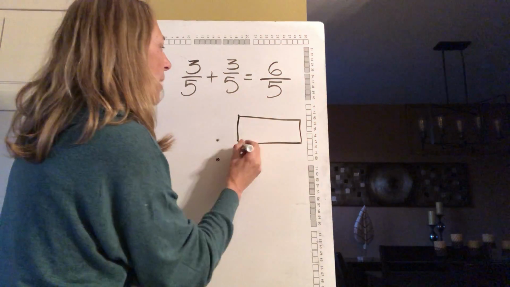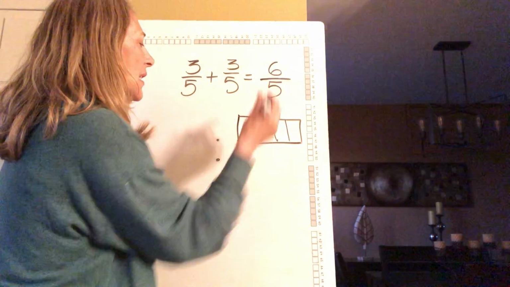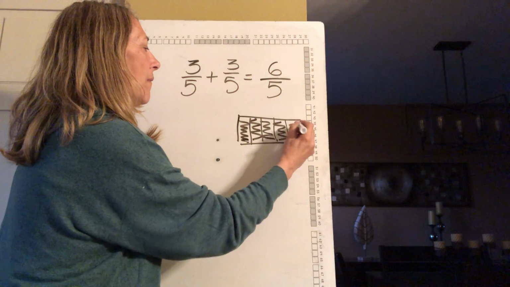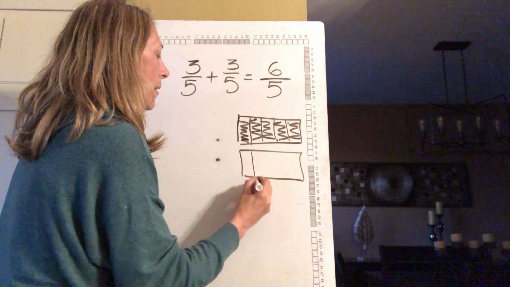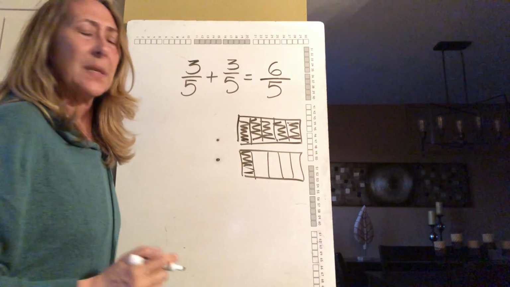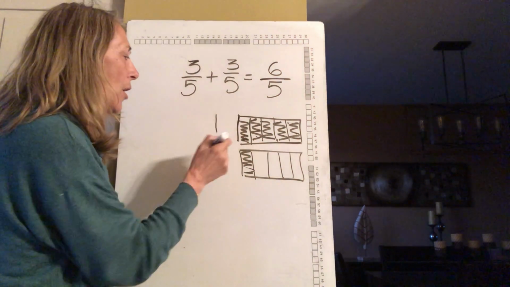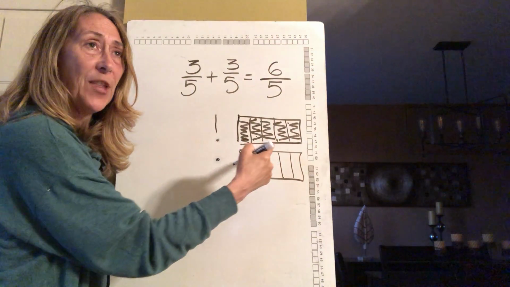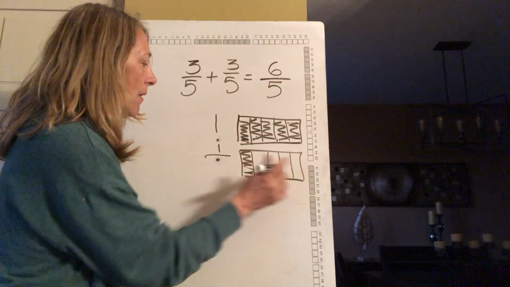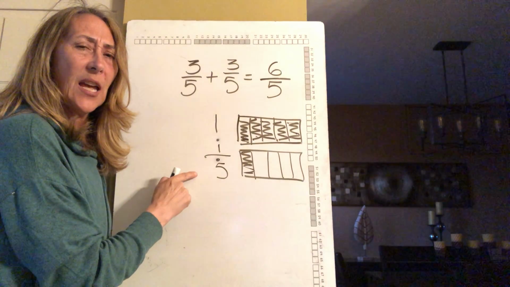So remember my fraction bar, since it's 5, I need 5 pieces. And I have 6 of them. 1, 2, 3, 4, 5. Oops, gotta make another one. 6. There's my 6/5. 1, 2, 3, 4, 5, 6. So what does that show me? I have one whole, because I filled up the whole thing, 5 out of 5 pieces, and I have one piece left, and they're fifths. So 6/5 equals 1 whole and 1/5.